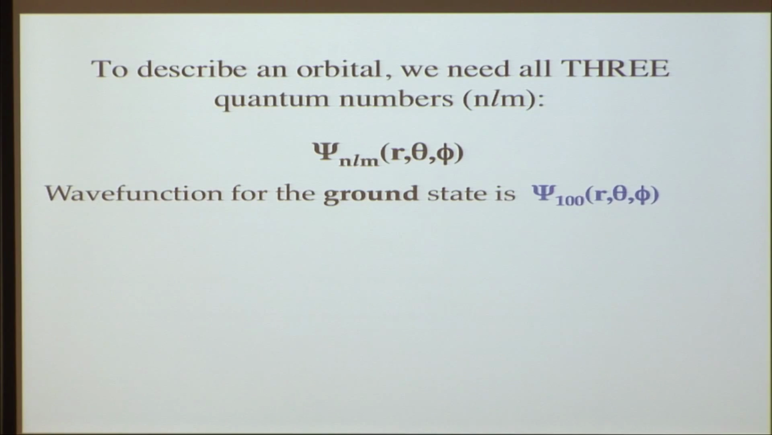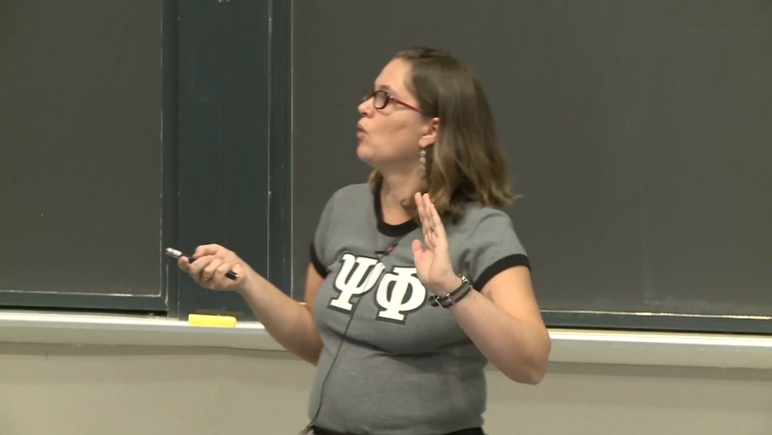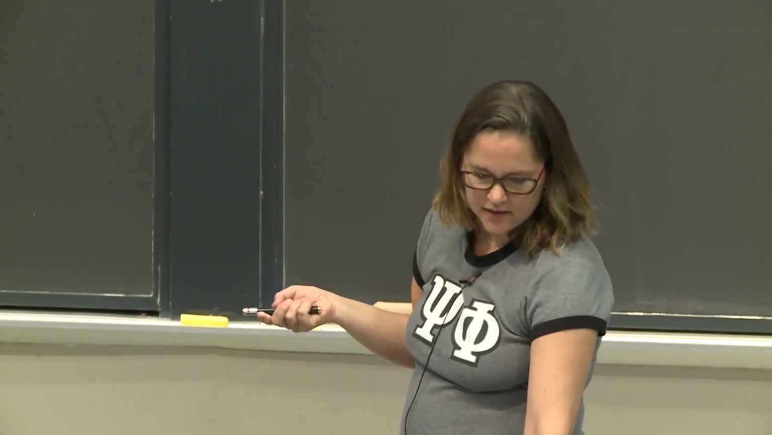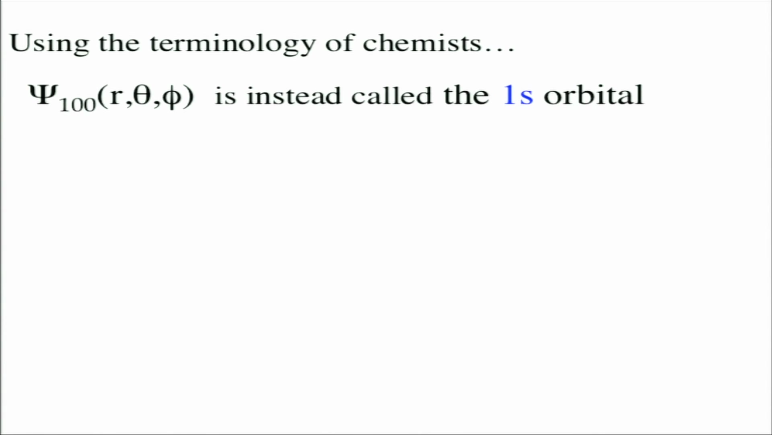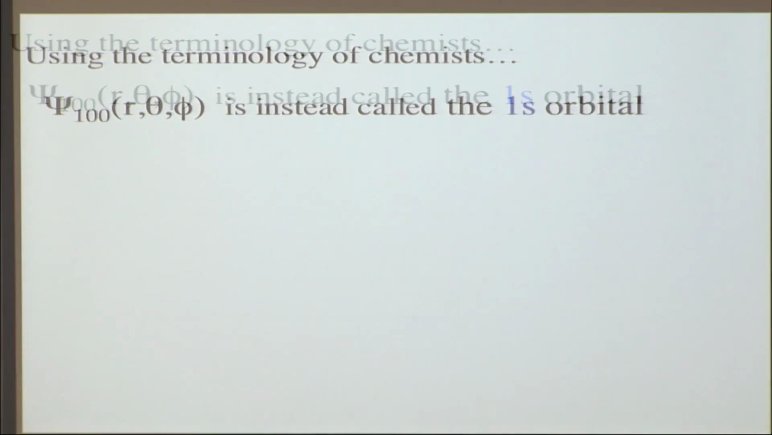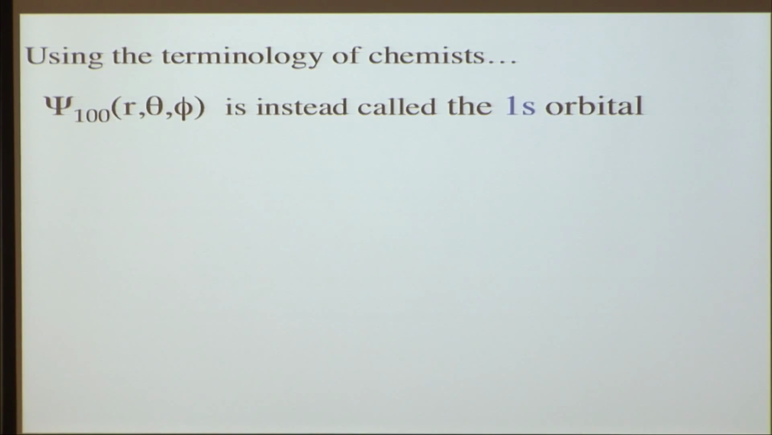So the wave function for the ground state is abbreviated wave function sub 1, 0, 0, because it's the ground state. So n equals 1, and L and m are 0. So what you see down here, the 1, 0, 0, refers back to what is n, what is L, what is m. And this also has another name. So in the terminology of chemists, we call the wave function 1, 0, 0 1s, or the 1s orbital.